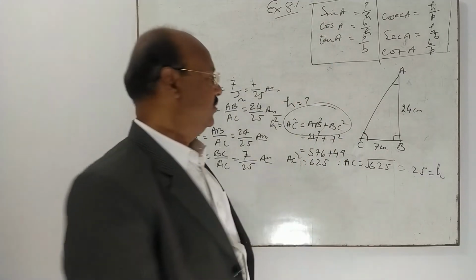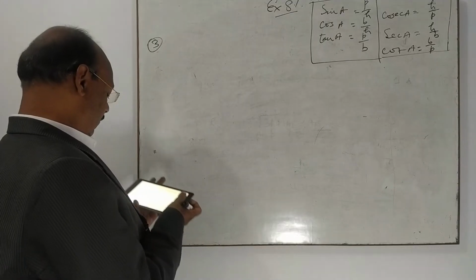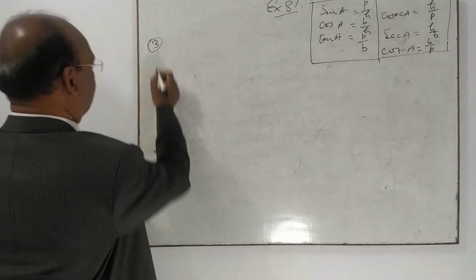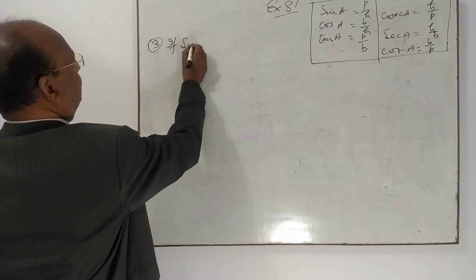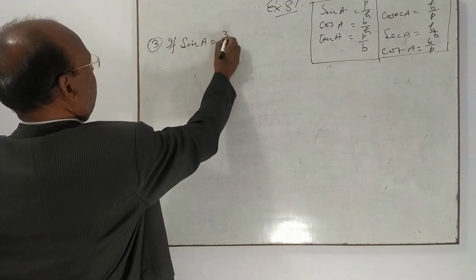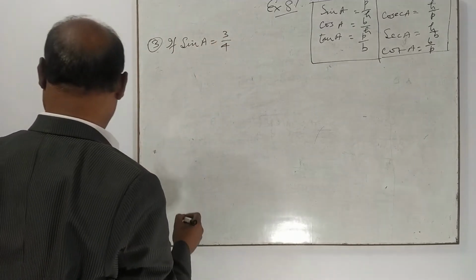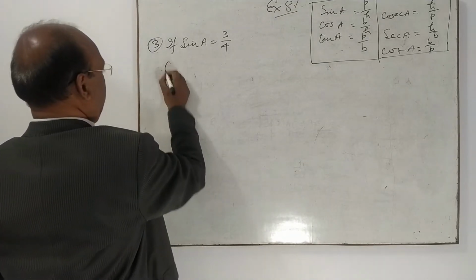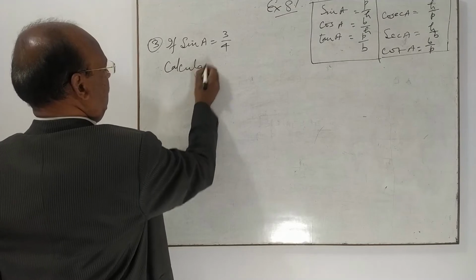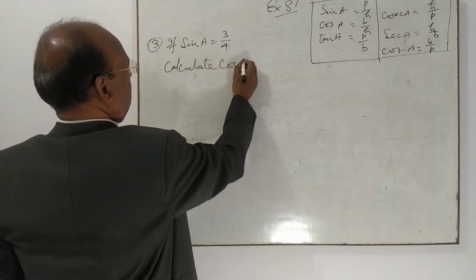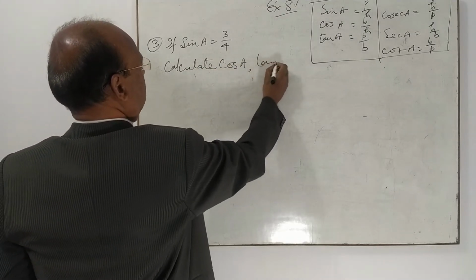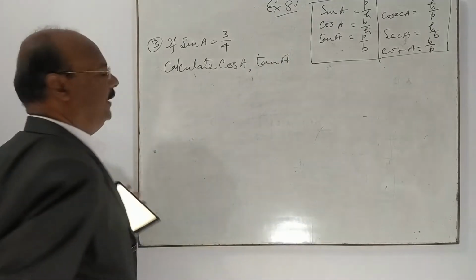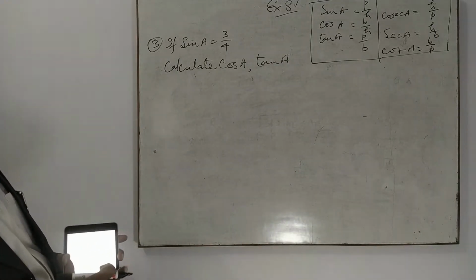Let us discuss another question now. If sine A is 3 by 4, calculate cos A and tan A.